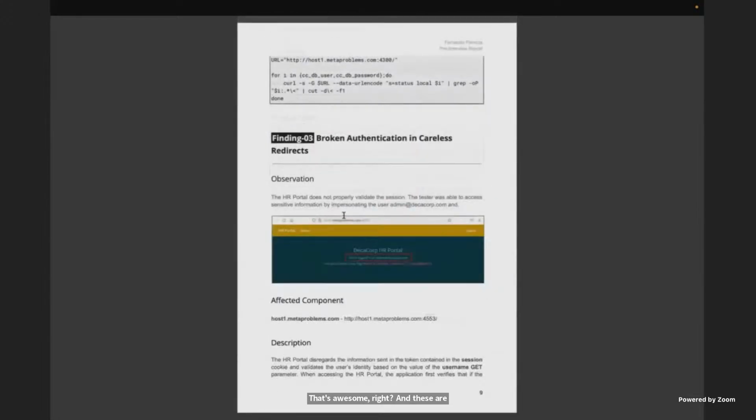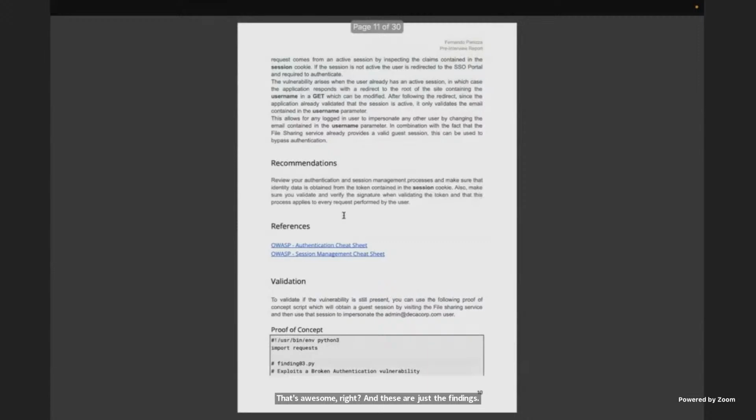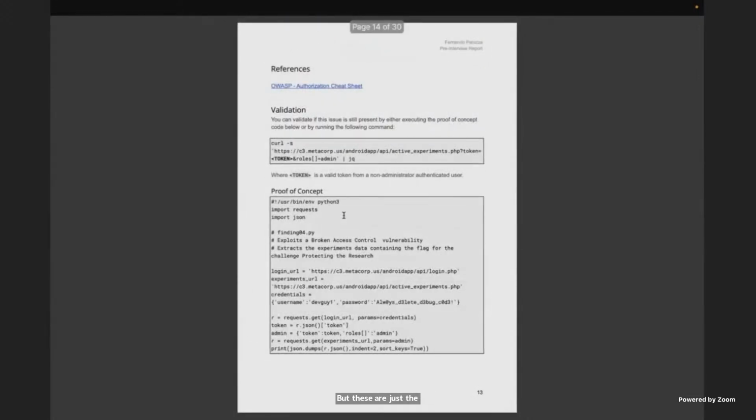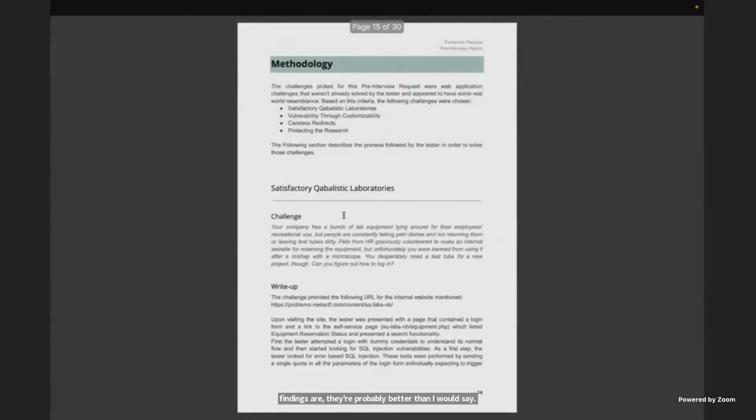And these are just the findings. And he has that validation in here as well. But these are just the findings. As good as these findings are, they're probably better than, I would say, 95% of the pen test reports that I see. But he also has a methodology. And the methodology is not just, I used the NIST methodology. The methodology is showing Fernando's thought process on how he found that vulnerability.